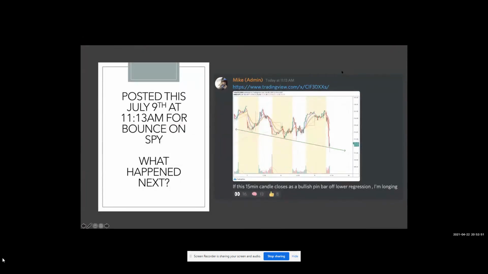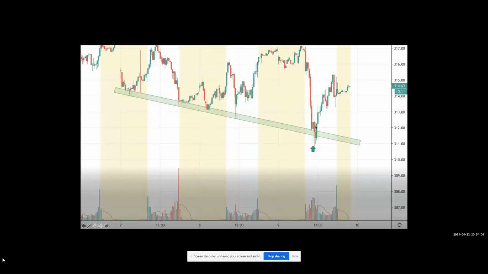Same thing, this was a day later. I was just using that same regression line from July 8th. So I said if this 15-minute candle closed as a bullish pin bar, you guys learned about that, off of lower regression, I'm longing. What happened? Bam, hit that lower deviation again and bounced off of it like $4. All right. Now you can see it did wick below it.